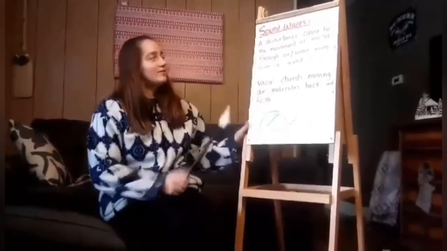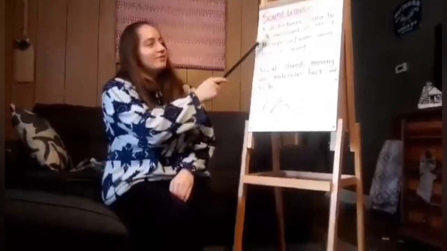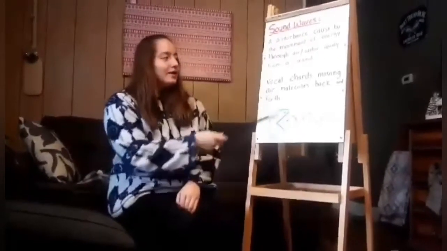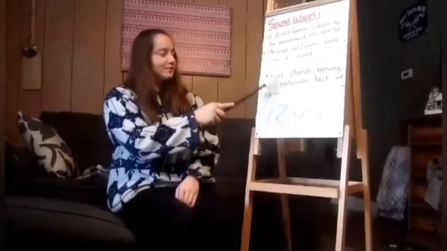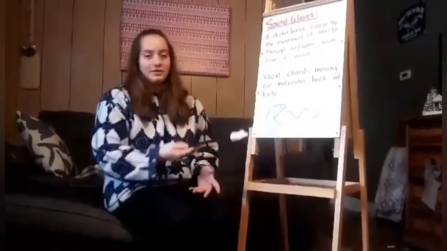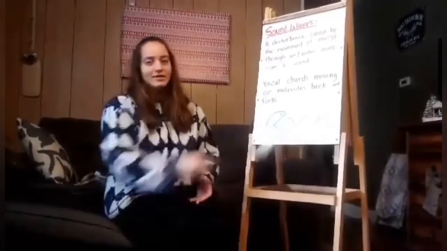Okay, so now we talk about sound waves. Sound waves are a disturbance caused by the movement of energy through air and water away from a sound. The definition we used in class was vocal cords moving air molecules back and forth. So this is like when somebody's singing, as seen here. Could you demonstrate that, please?